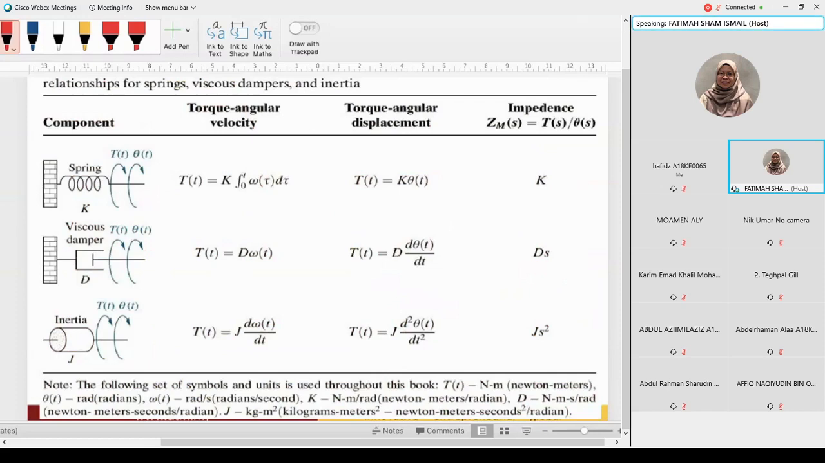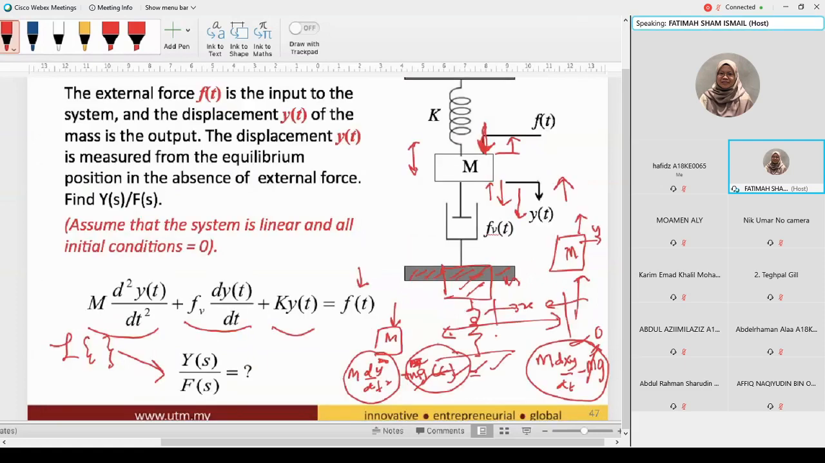Also, we have the tutorial for chapter 2, so you can do that. Or you can refer to the standard textbooks. You have the Ogata textbook also. Ogata is very good, you can refer to it. Maybe they use different variables. They do not use Fv, they use B. So B is actually the friction here. If you refer to Ogata, they use B, or small b. Different variable, but the same.